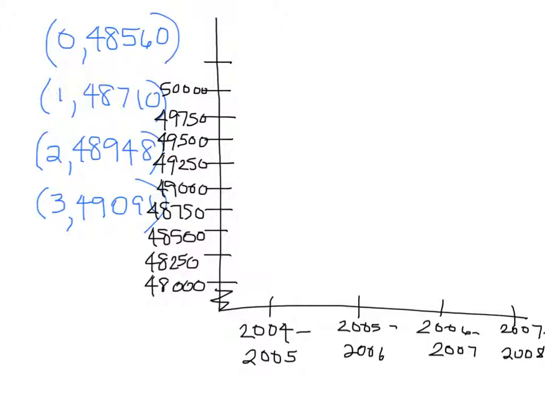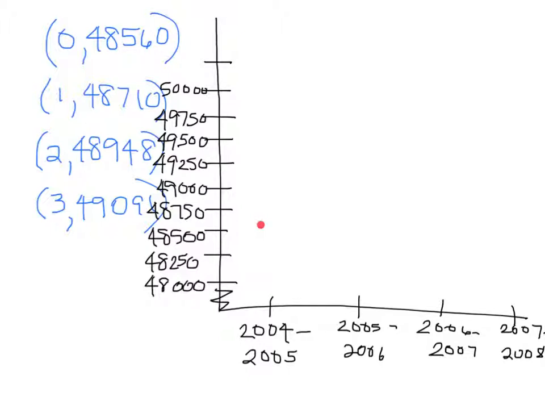So if we want to graph our points, we first want to find 0, which we're corresponding with the 2004-2005, and 48,560. And I counted up by 250, starting at 4,800. So 560 would be approximately right here.